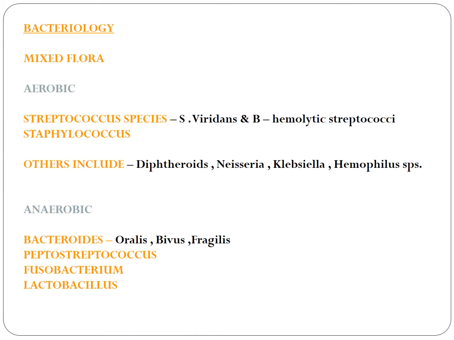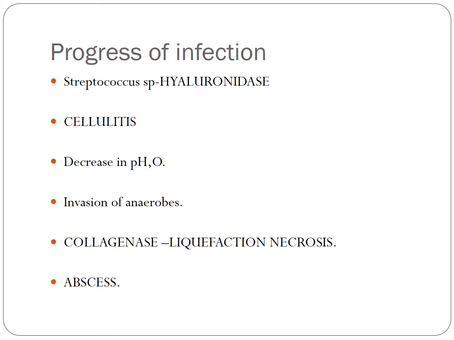When you take aerobic organisms, you have Streptococcus species like Viridans, hemolytic Streptococci, etc. You have Staphylococcus species and also other species like Diphtheroids, Neisseria, Klebsiella, Haemophilus, etc. These are all aerobic organisms. Coming to anaerobic organisms, you have the Bacteroides, Peptostreptococcus, Fusobacterium and Lactobacillus.